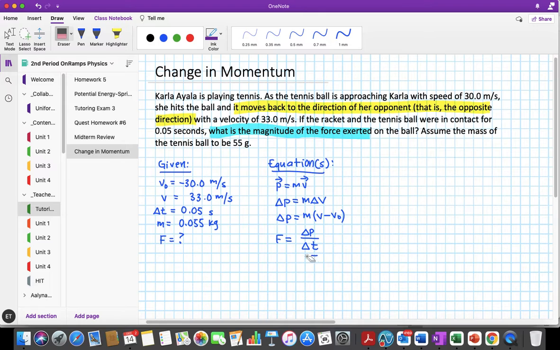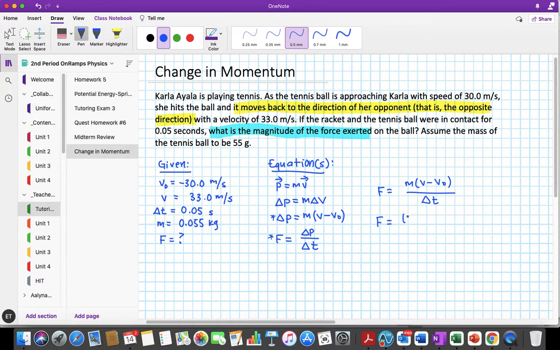And now I'm going to combine this one and this one to have force equal to change in momentum, that is mass times velocity final minus velocity initial, divided by the change in time. And I have all of these. I don't have to do any algebra. I know, right? How boring. But sometimes we get problems like this, and I guess sometimes boring is okay.